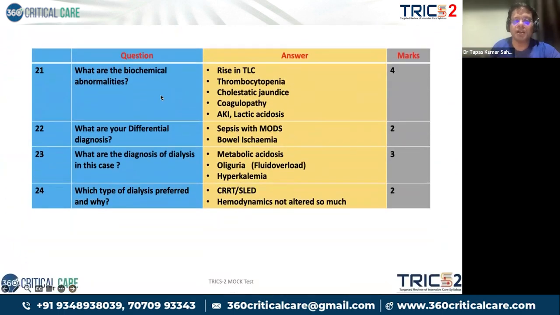Now, what are the biochemical abnormalities here? They would be asking about rise in TLC, thrombocytopenia, cholestatic jaundice, coagulopathy. These are some of the questions they can ask. What are the differential diagnoses? Sepsis with MODS, bowel ischemia.